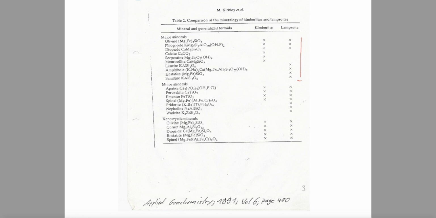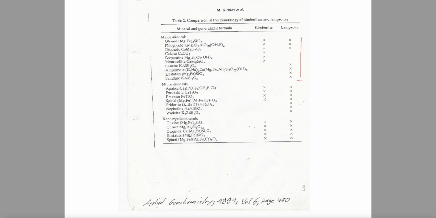Ilmenite is a very important indicator mineral for diamond exploration. We have spinel. But in the lamproite, we can additionally have priderite, nepheline, and wadeite. The nepheline, the wadeite, and the leucite above are silica-undersaturated feldspars.